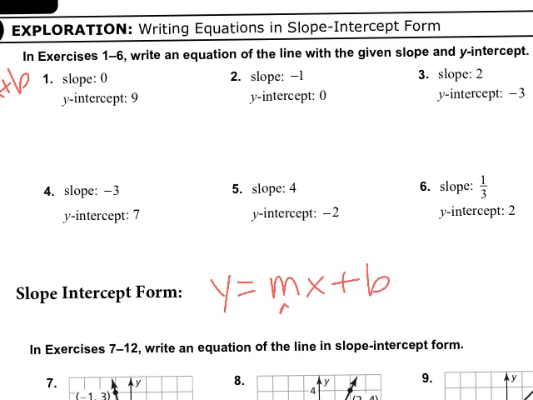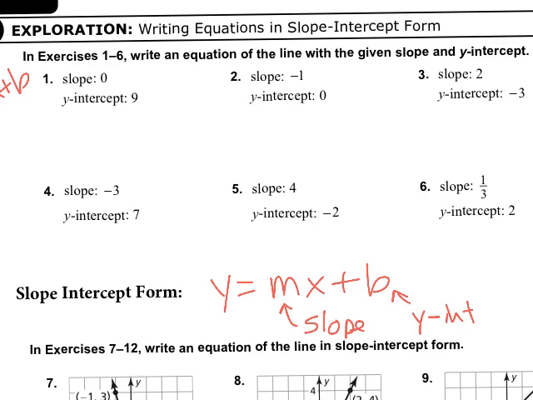What does this m stand for? It's next to x. What's this m represent? Slope. Yeah, that's the slope. Good. And then the b? Y-intercept. Yeah, that's the y-intercept. Okay, so m is the slope, b is the y-intercept.